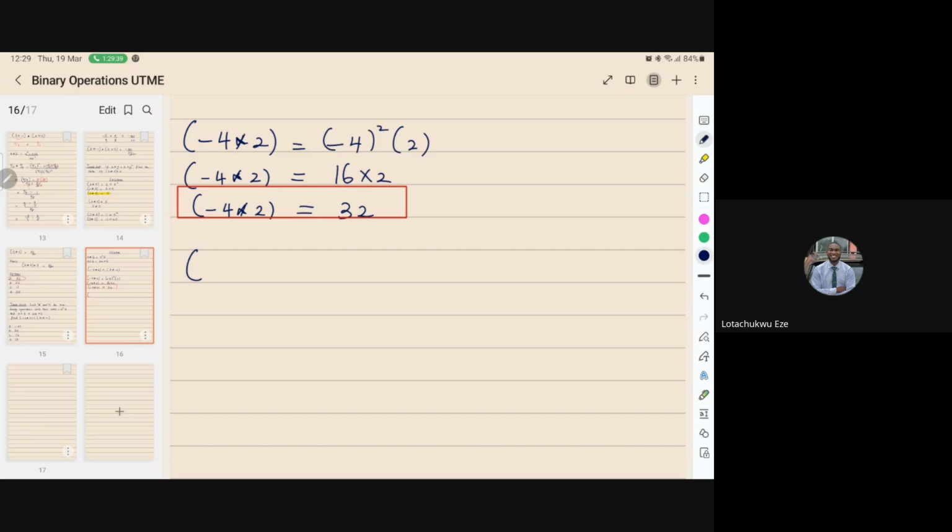So the next one, I have 7 * minus 1. So now let's box it. This will be equal to 7 squared multiplied by minus 1. This is 49 times minus 1. Remember that this is 7 * minus 1. 7 * minus 1 will be equal to what? Negative 49. Let's box it as well.